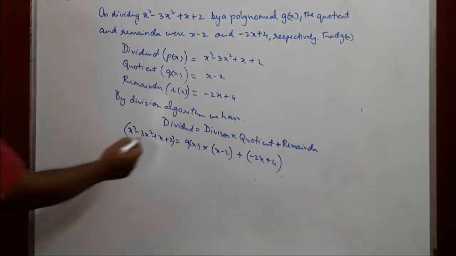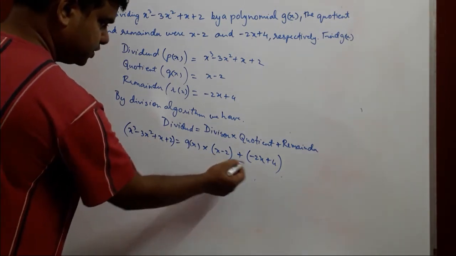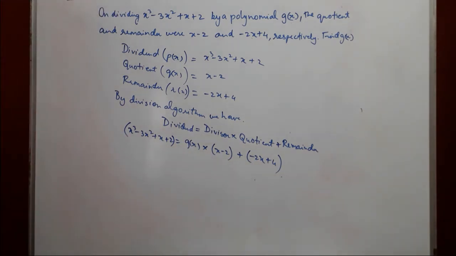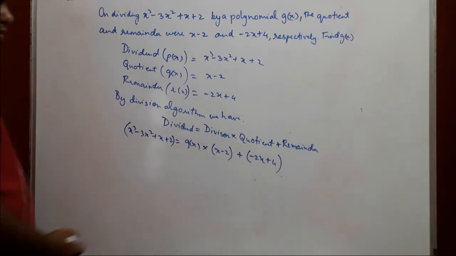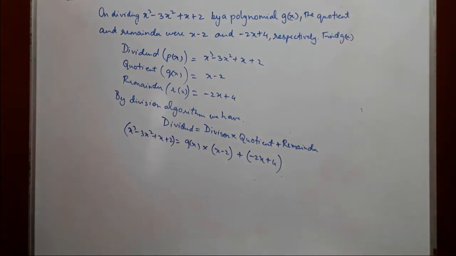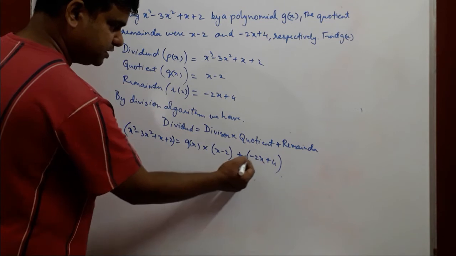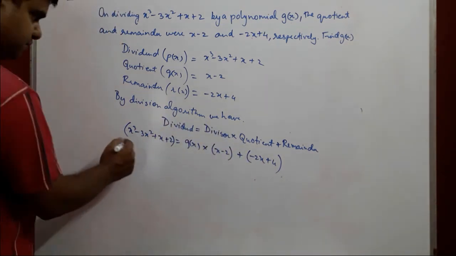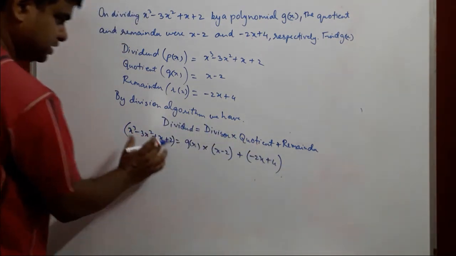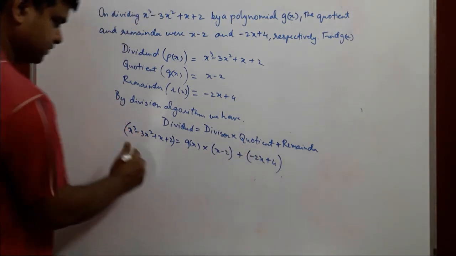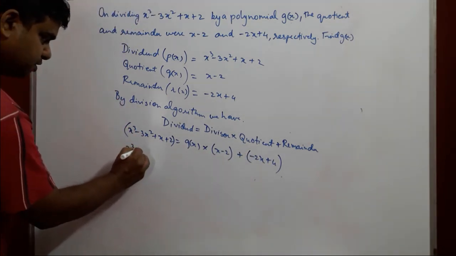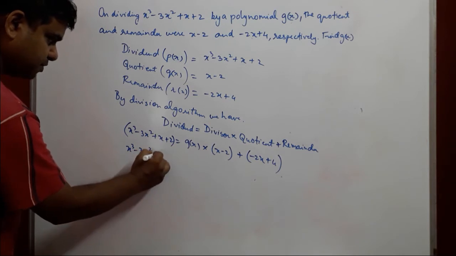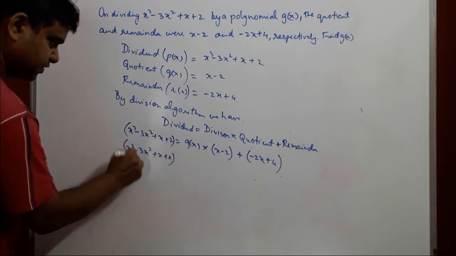So we have our dividend, our quotient and our remainder, and we need to find the divisor. These are getting multiplied, so remember we cannot multiply this first. We can take this addition side to the other side, and if this whole thing is taken to the other side, it will become negative. So we can write this as x cube minus 3x square plus x plus 2. I am writing this the way it is.